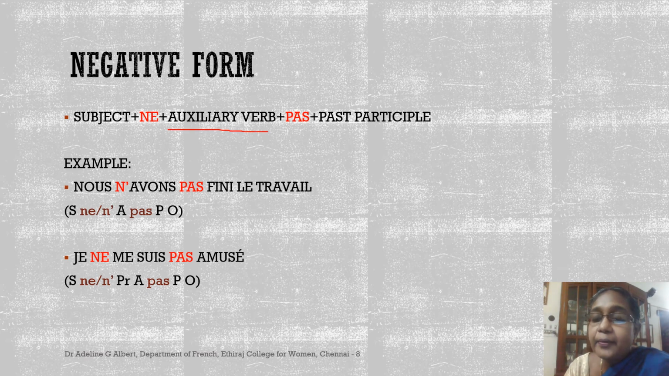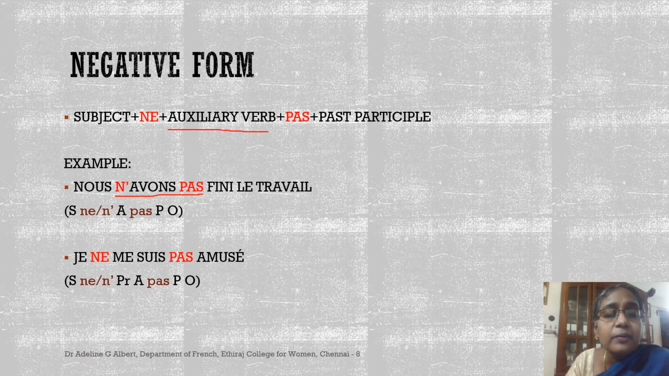Your auxiliary now is your main changing tense. Past participle doesn't change. You just have additions or deletions. Only the auxiliary changes. So only the changing verb comes in between your negative. Subject, ne, auxiliary, pas, and then you have the rest of your sentence. So here it is over here. Nous n'avons pas fini le travail. So when you do the negative of the passé composé, you put ne pas around the auxiliary verb and you put the past participle outside.